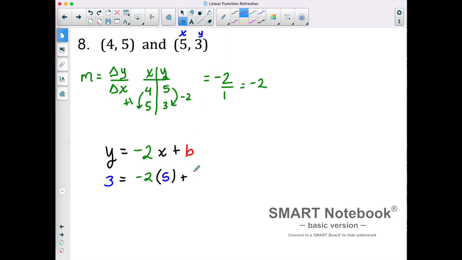All right, and to solve for b, we would do -2 times 5 first, so 3 equals -10 plus b. And we add 10 over to get 13 equals b. So the y-intercept is 13. Our equation would say y equals -2x plus 13.